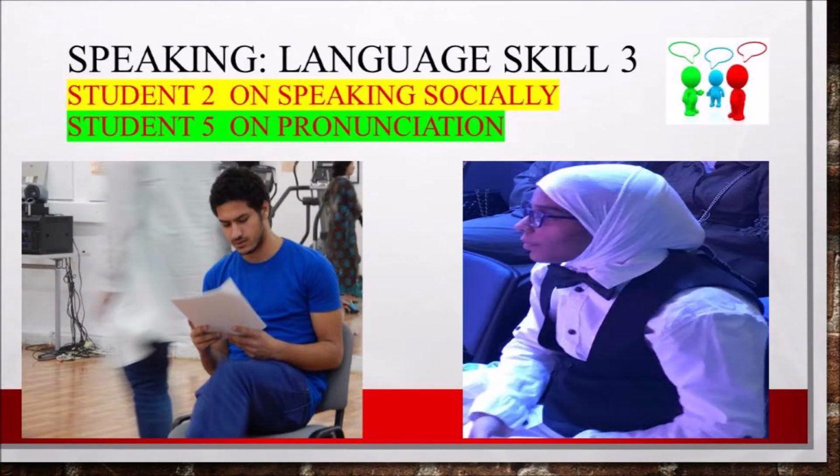This slide is about the skill of speaking. Student 2 said, "It has helped me a lot. Before, I was too shy. I got nervous a lot. But now it's become less. Yeah, it helps me to be more relaxed when I speak, go into a conversation with a new person."